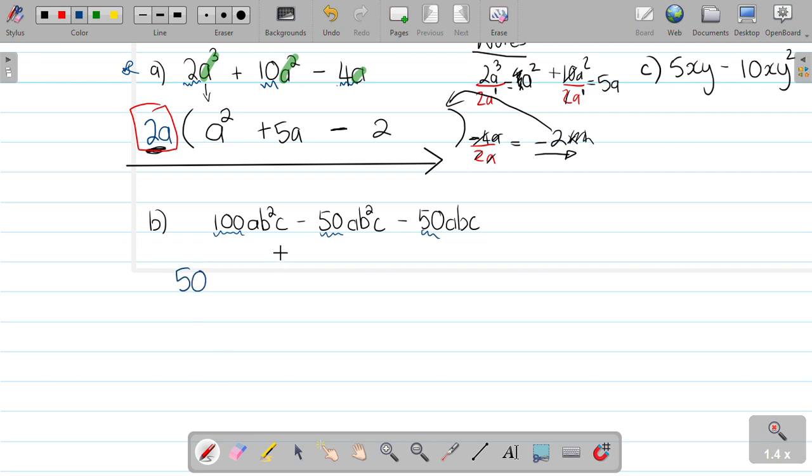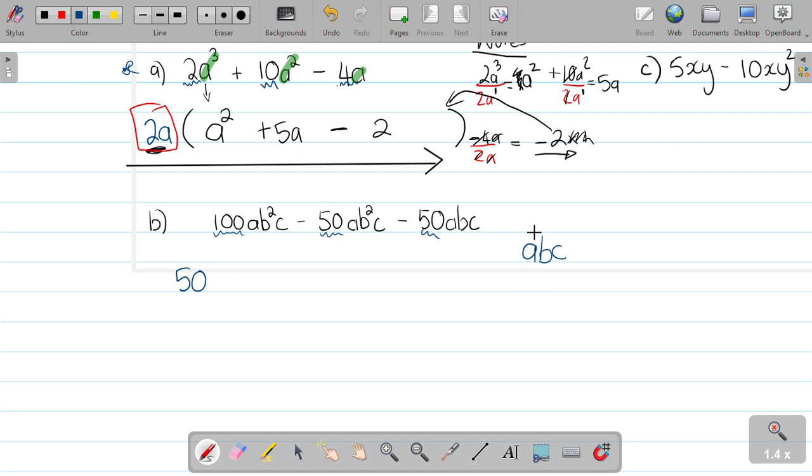Okay. Now we look at all of our variables. We have a, b squared, c, a, b squared, c, a, b, c. So what variable is definitely common? There's a, and a. So a is definitely going to be a common one. There's b, b, b. So b is definitely going to be common. And c, c, c. C will definitely be common.